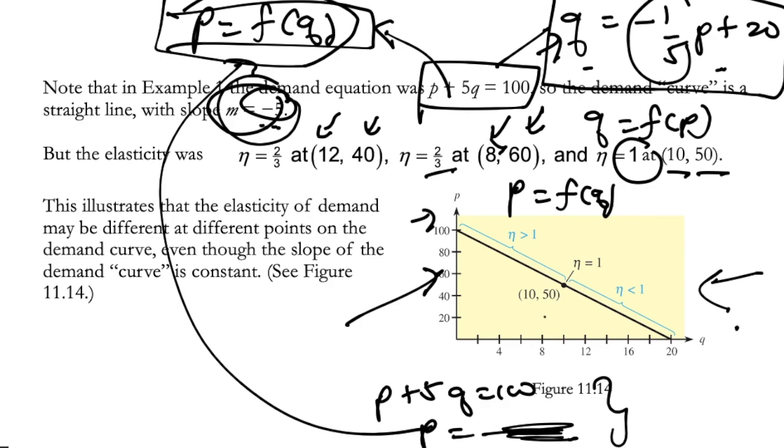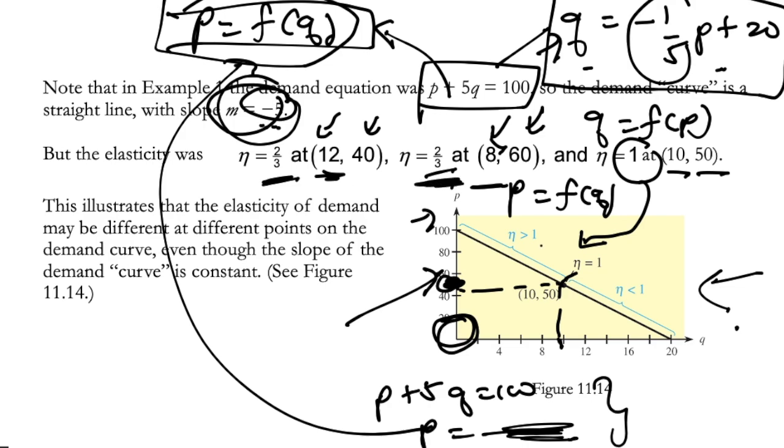Okay, then you can see here, at quantity equivalent to 10, price equivalent to 50, the elasticity of demand is 1. But if price is equivalent to 12, or price equivalent to 8, which is somewhere here below 20, then you can see elasticity is 2/3.